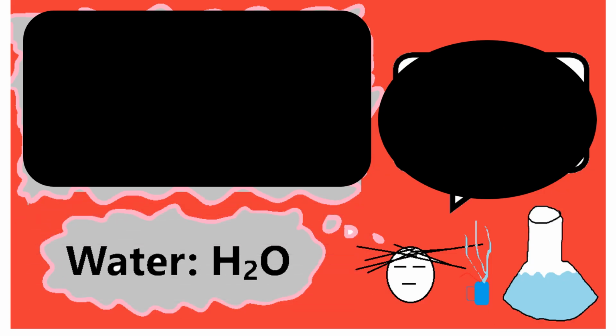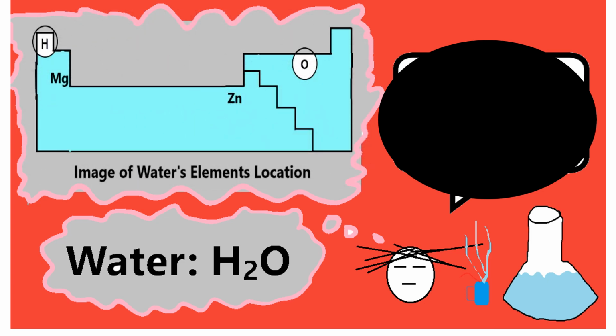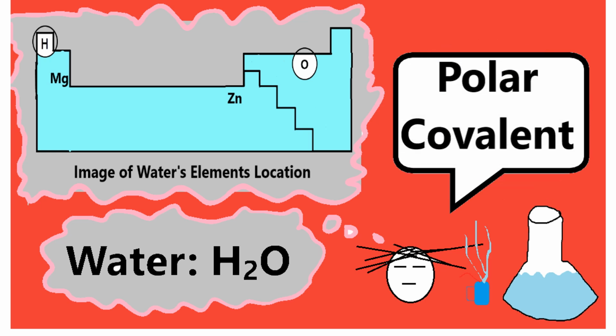Now, water, H2O. If you find oxygen and hydrogen on the periodic table, you're going to remember that they're both nonmetals. Therefore, you'd expect this to be polar covalent bonding.